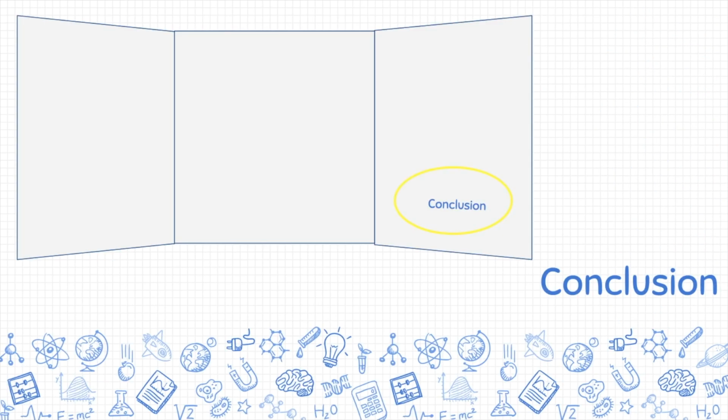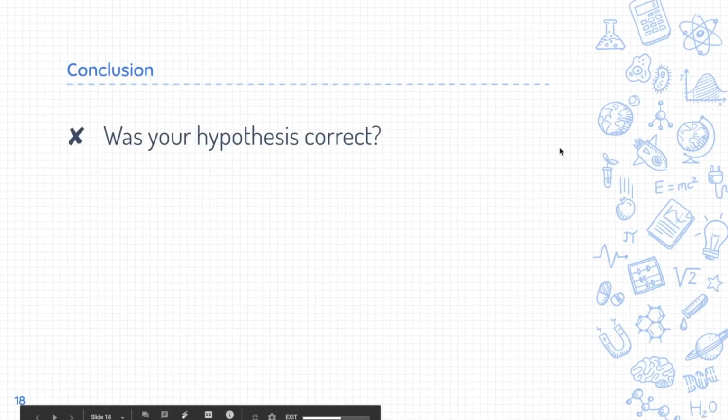Last but not least on your STEMFAIR board is your conclusion. Your conclusion is going to state whether your hypothesis was correct or not. You don't get bonus points if your hypothesis was correct, so you don't need to change your hypothesis. Keep it the way it was before you started your investigation. Share whether your hypothesis was correct or not, and then explain anything that you learned.